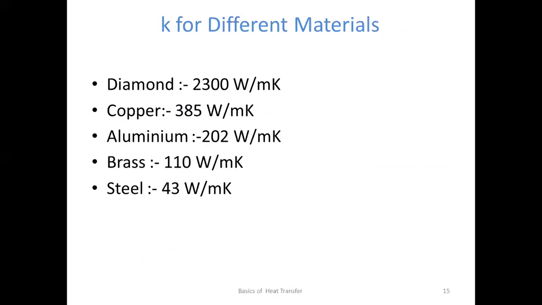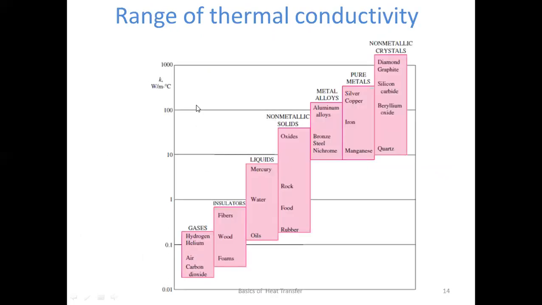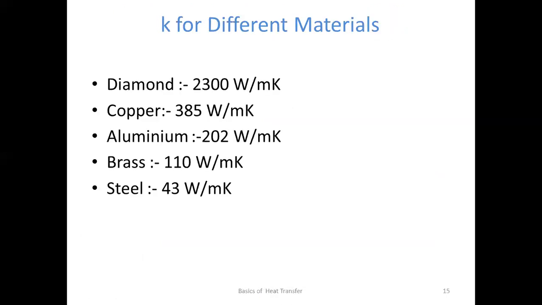In these slides, you are watching the thermal conductivity values for different materials. Just now we have seen that for diamond, the thermal conductivity value is more, hence the thermal conductivity of diamond is 2300, then copper 385 approximately. This is for normal temperature. Yeah, if temperature changes, then thermal conductivity value also changes. That also depends upon the temperature of the object.